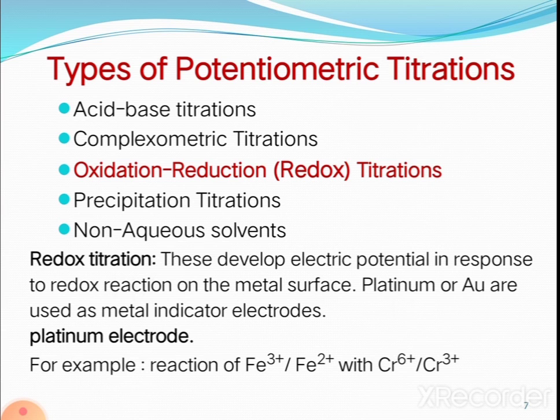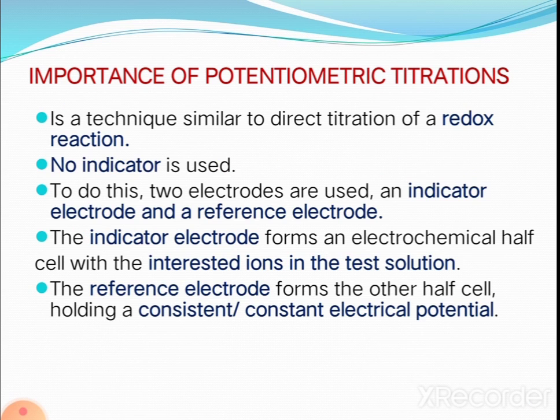And here, specifically for redox titration, I have taken the example of the titration of FAS versus potassium dichromate. The system is the ferric to ferrous with chromate to chromic reaction.